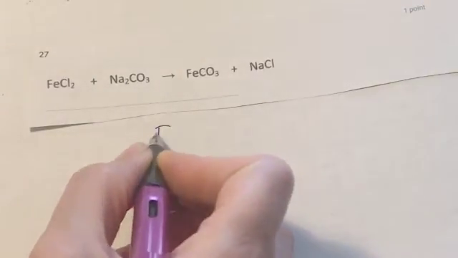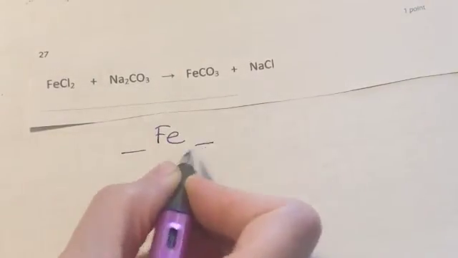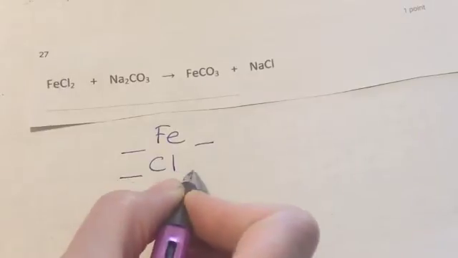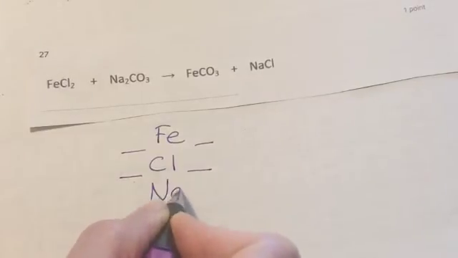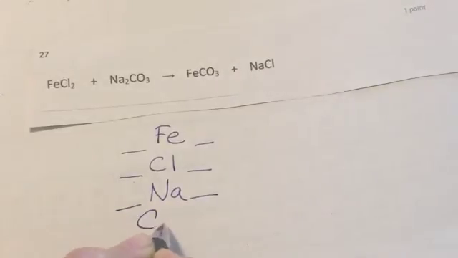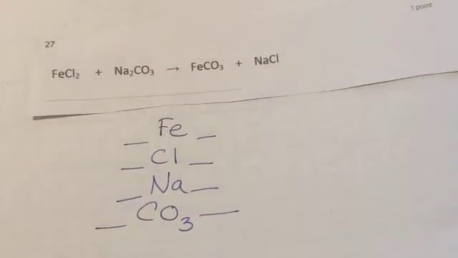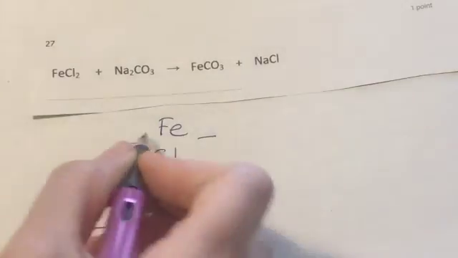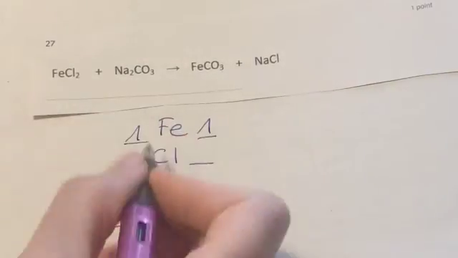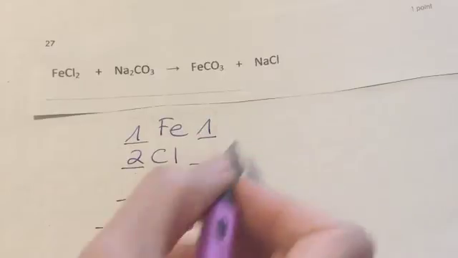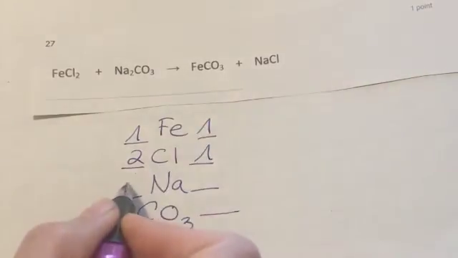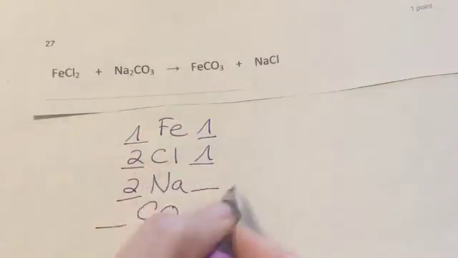So we have an Fe, a Cl, an Na, and then a CO3. The CO3 is going to be on both sides. So we're going to keep going through and count. We've got 1 iron and 1 iron, we've got 2 chlorines or chlorides on one side and 1 chloride on the other side. We've got 2 sodiums and 1 sodium.